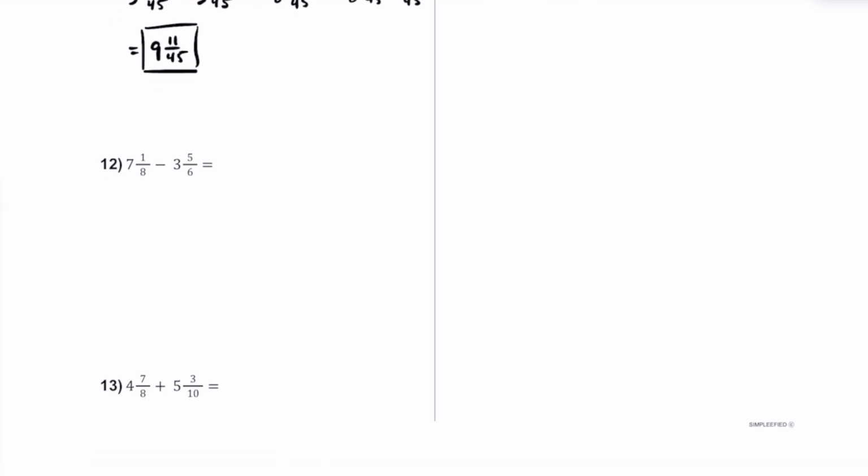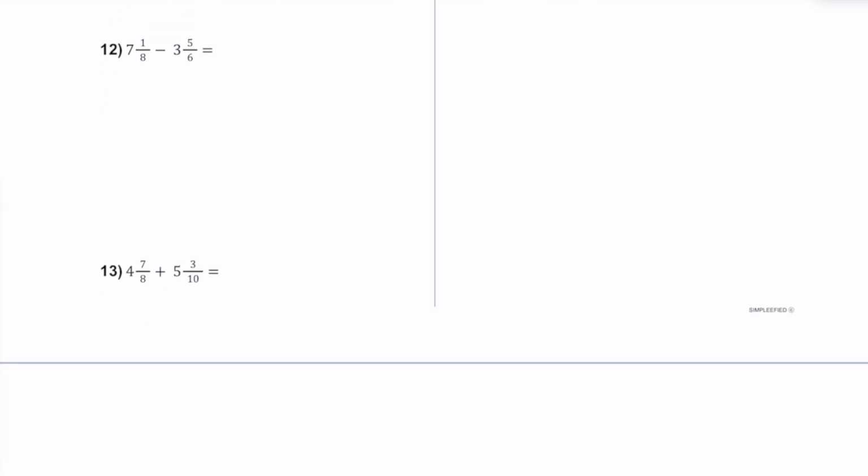All right, for number 12, let's go ahead and see if we can find the difference, or the answer to this subtraction problem. We have denominators of 8 and 6. I think they're going to meet for the first time at 24. But again, feel free to pause if you want to think about that for a bit. So 8 times 3 is going to be 24, so multiply top and bottom by 3. 6 times 4 is going to be 24, so multiply top and bottom by 4 here.